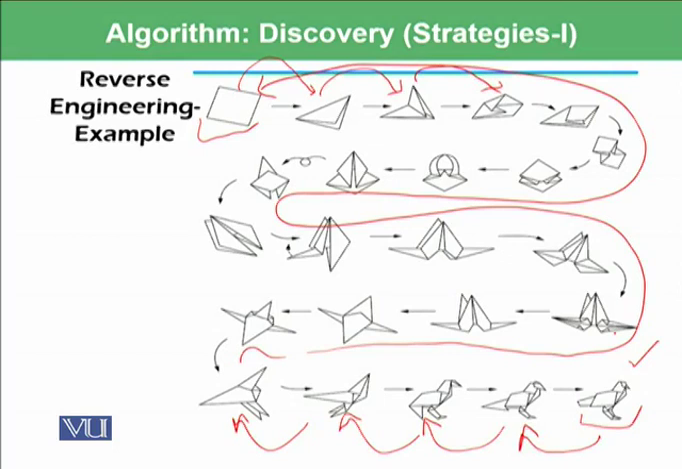So this is basically one strategy of reverse engineering, and that is applicable when you know what is the exact output and what is the exact input, and you want to go from output to the input. Then the next strategy is look for the related problems.